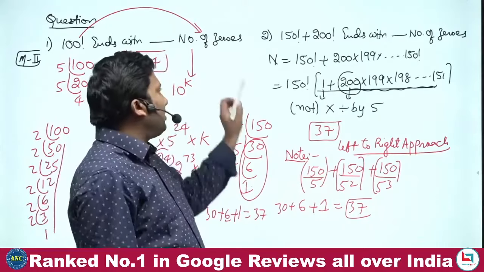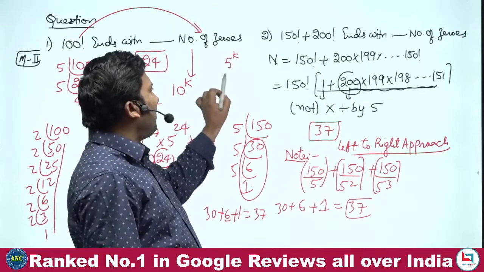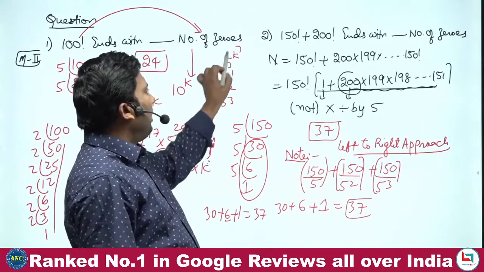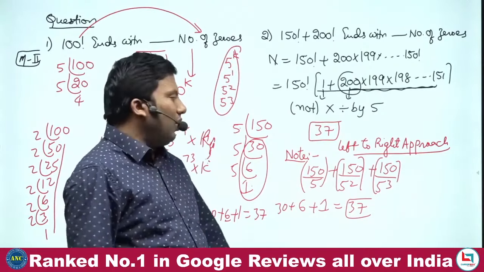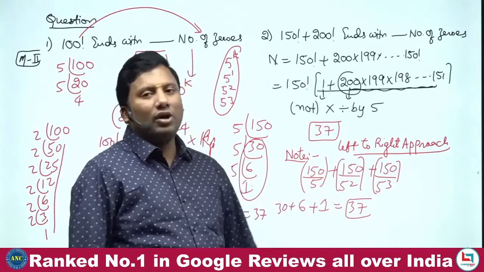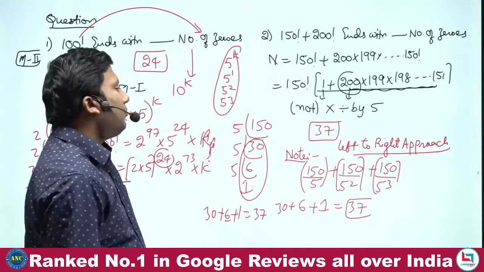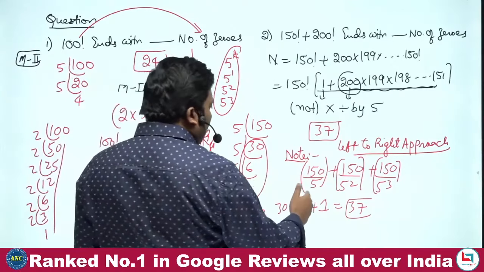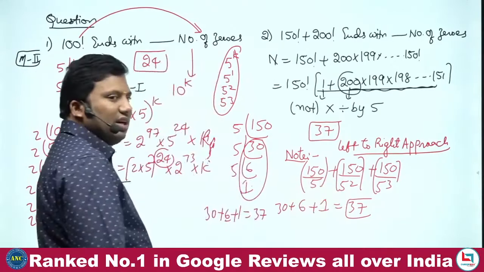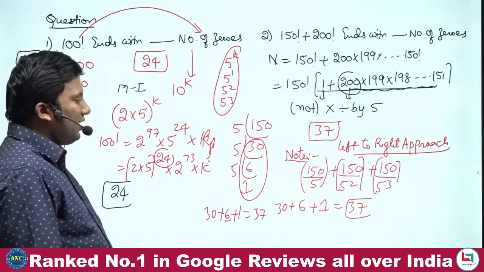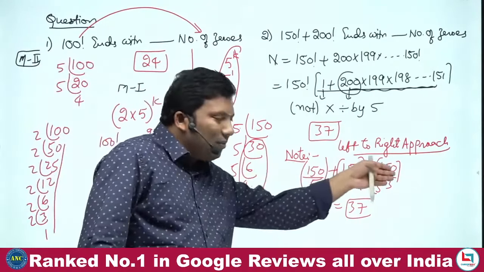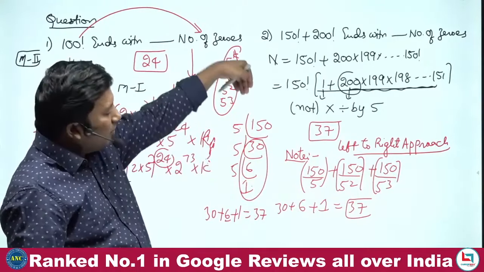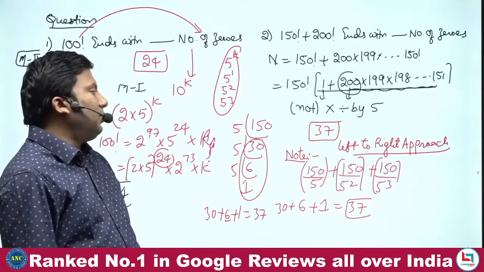See, we are doing 5 power cases. First I did for 5 power 1, then 5 square, then 5 cube. Every higher power of 5 also counts: 150 by 125 gives one multiple of 125. So the answer is 30 plus 6 plus 1. The answer is 37. So I am writing it from left to right. In our textbook, it will be written from top to bottom.